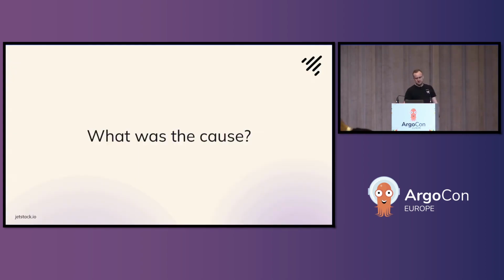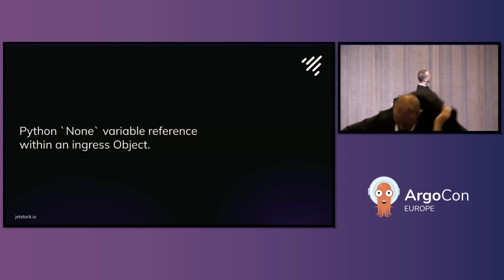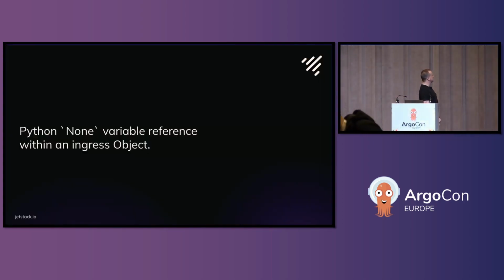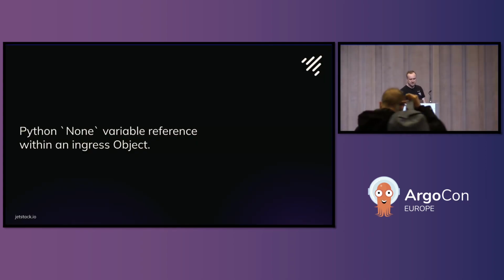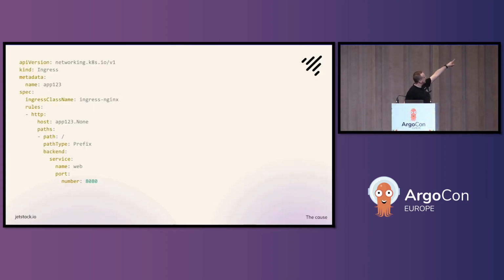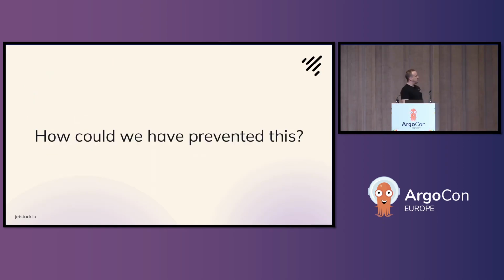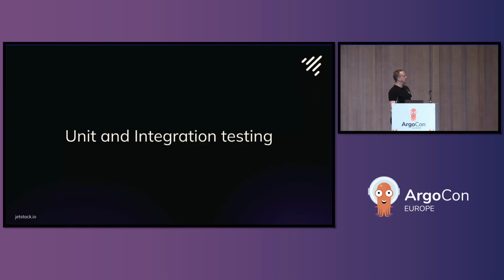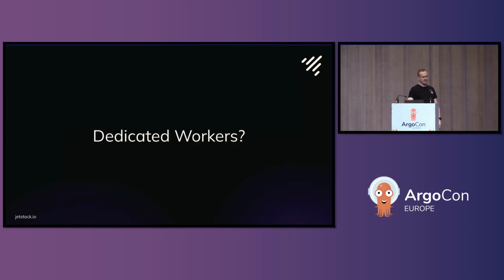What was the root cause? A Python non-variable reference within an ingress object. A simple mistake in the API layer whereby somebody did a singular and a plural variable name. How could we have prevented it? Unit tests, an integration test, of course.